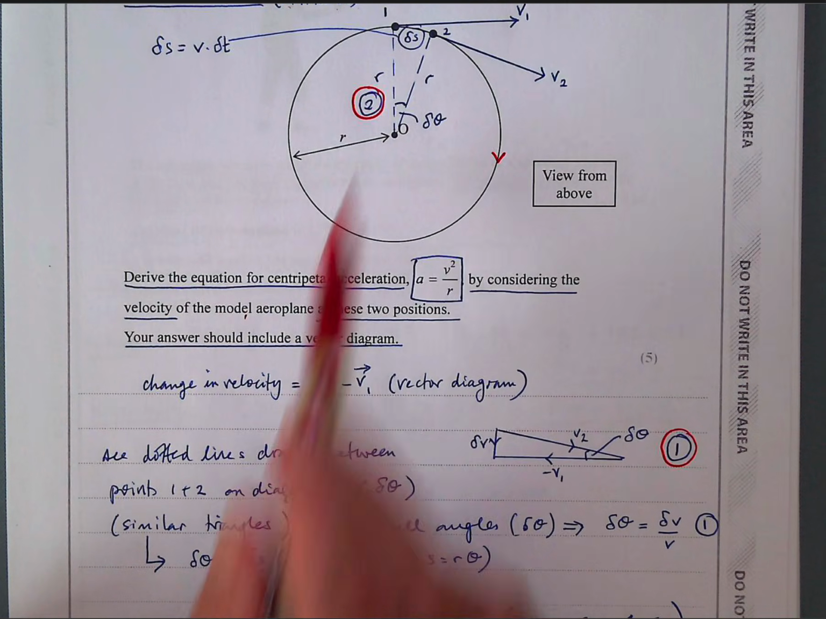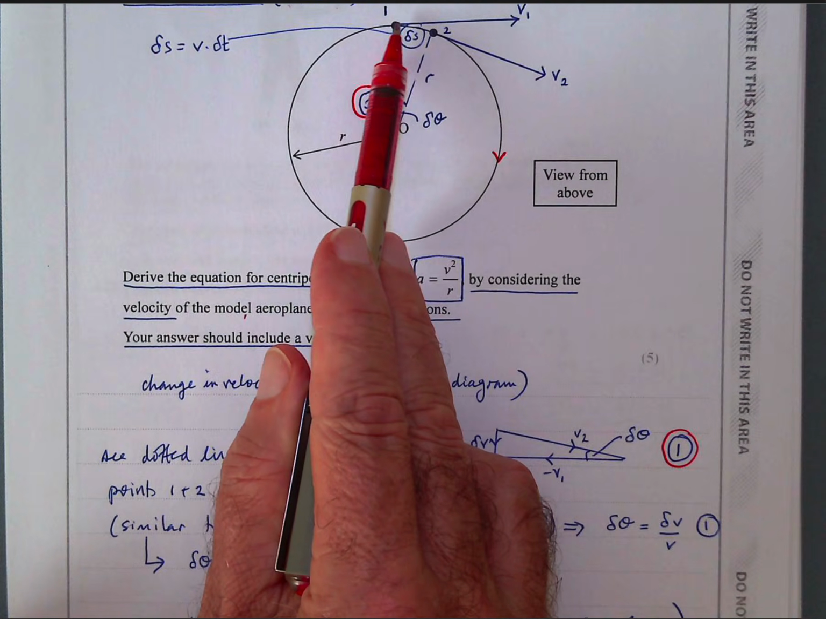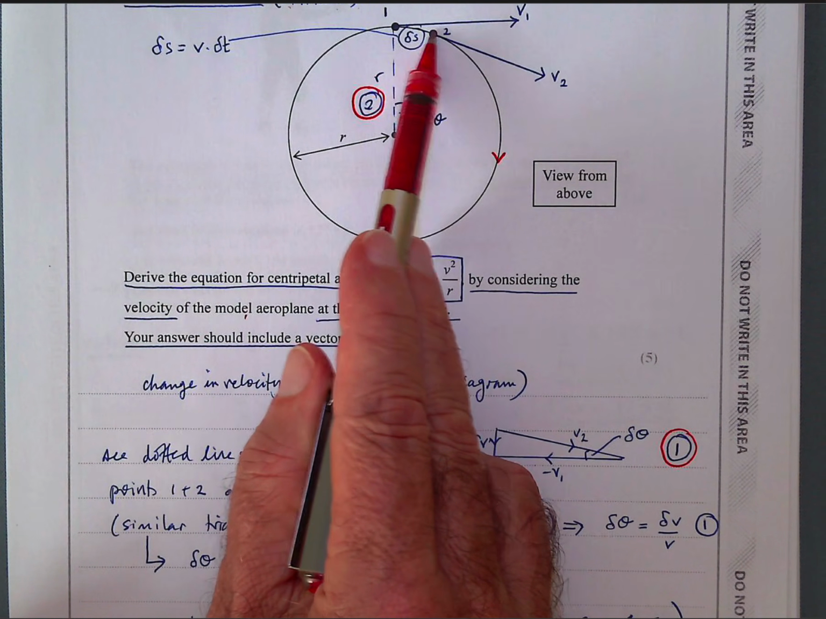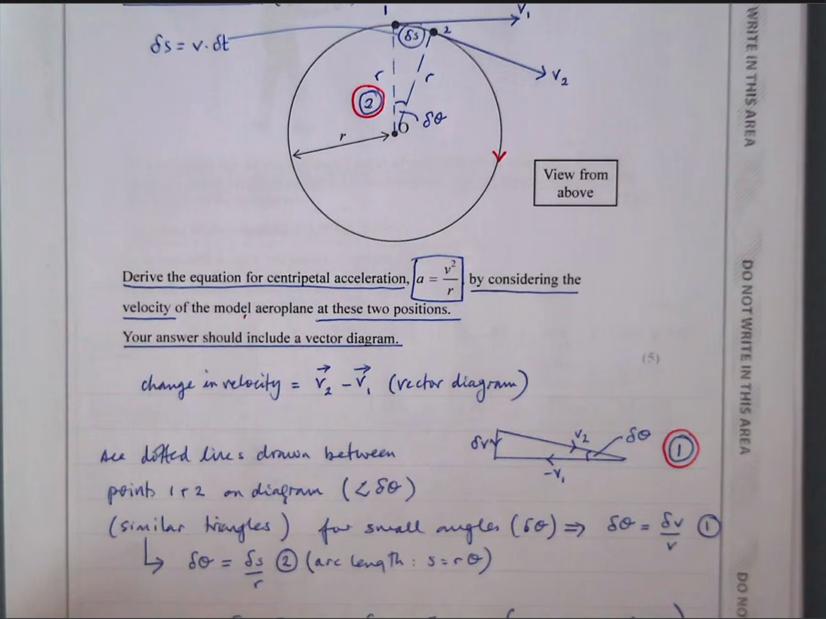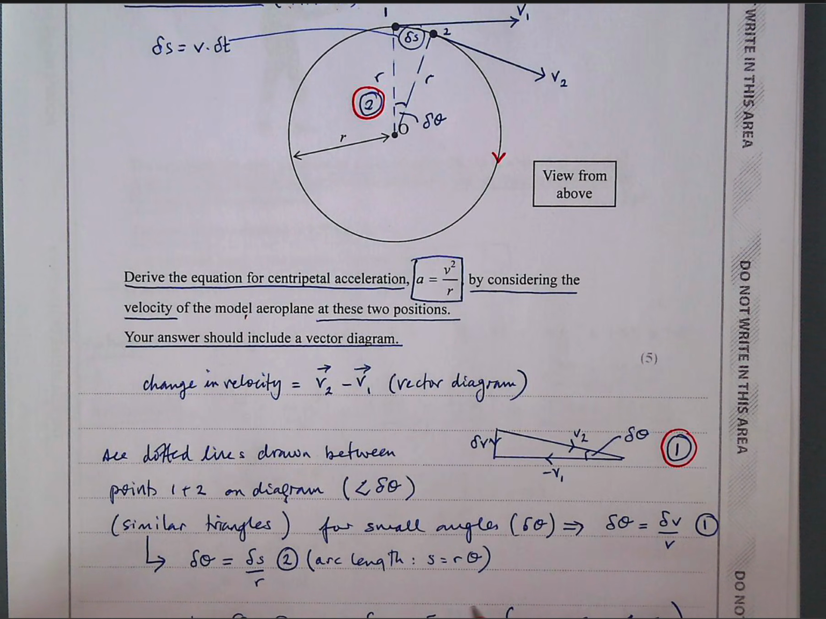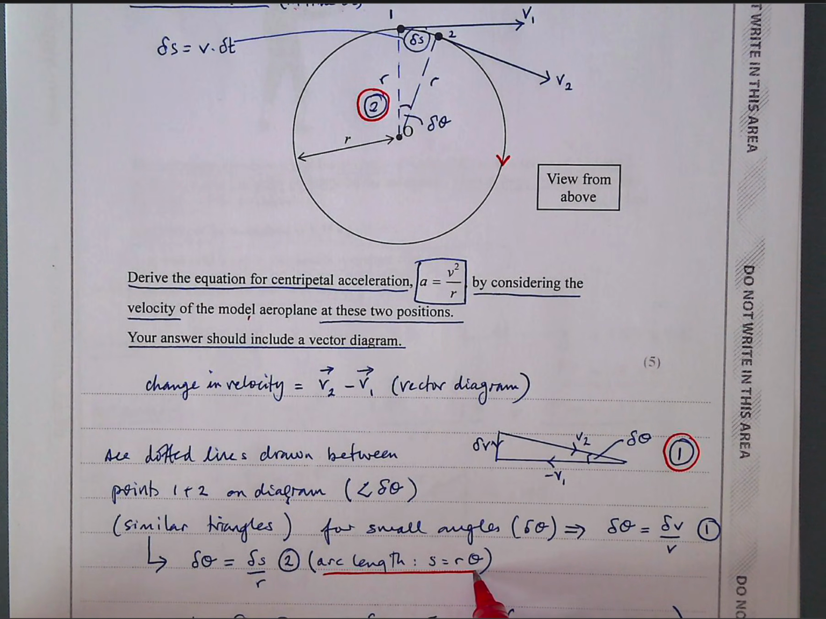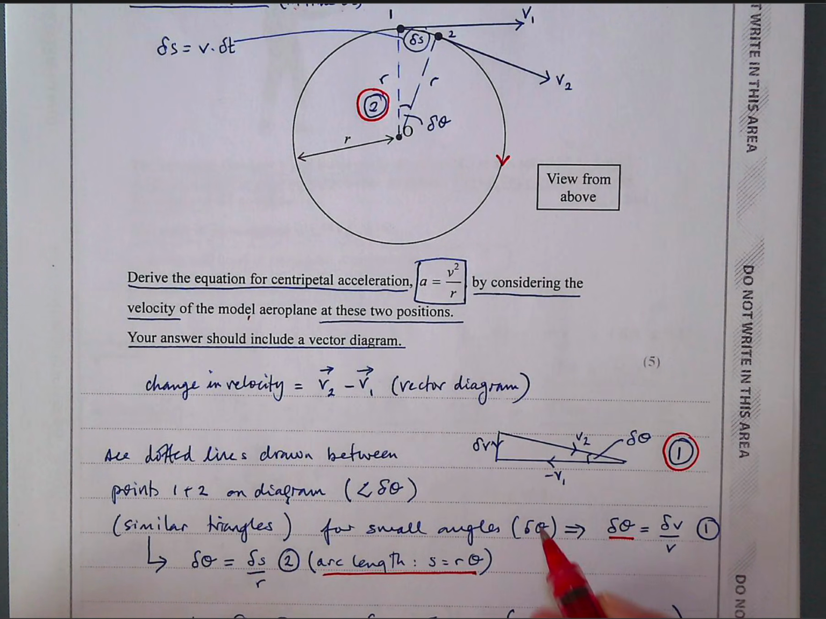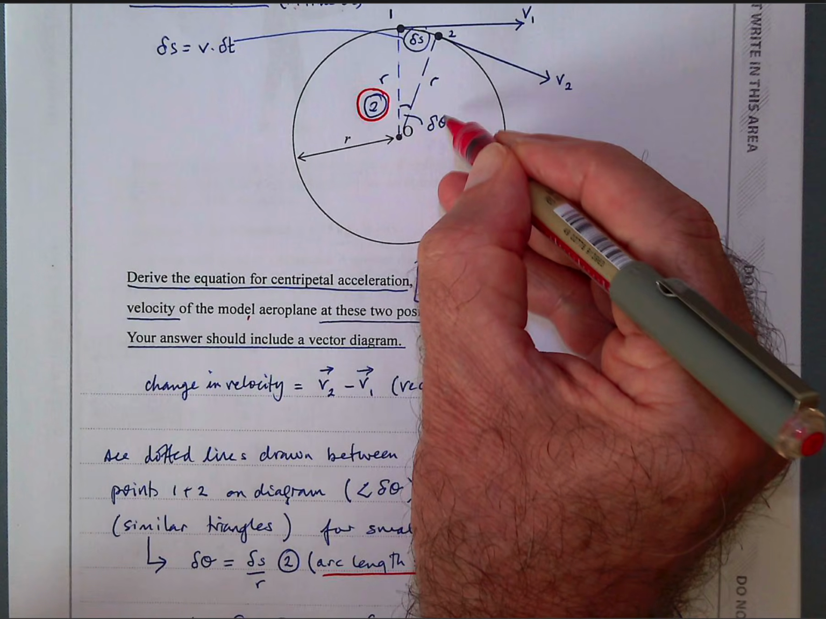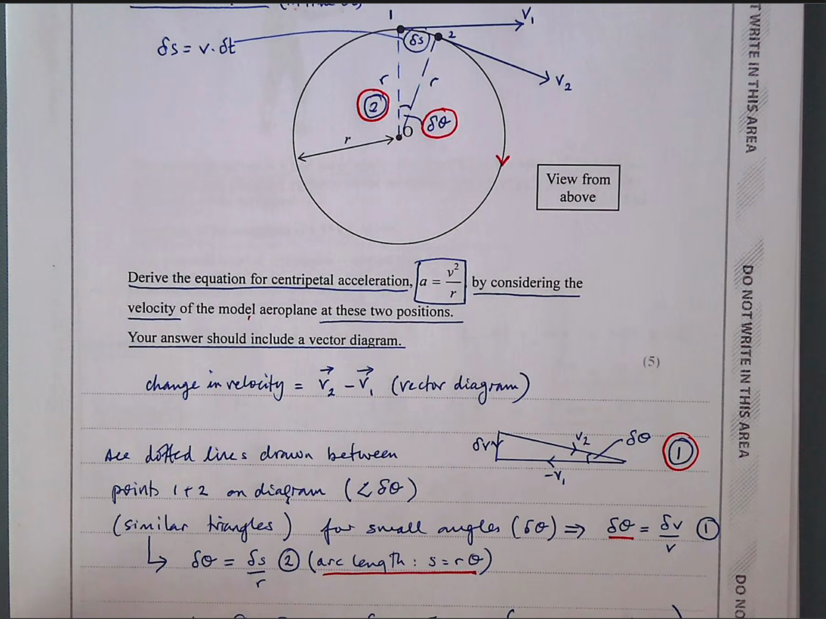So we have similar triangles, one with two radii and the distance between positions 1 and 2, which would be an arc length on a circle. Remember that the arc length on a circle is given by s equals r theta. We're using d theta as these angles, so this angle here is also d theta. Here would be the arc length, the distance between 1 and 2, which would be ds, and the angle would be delta theta or d theta.